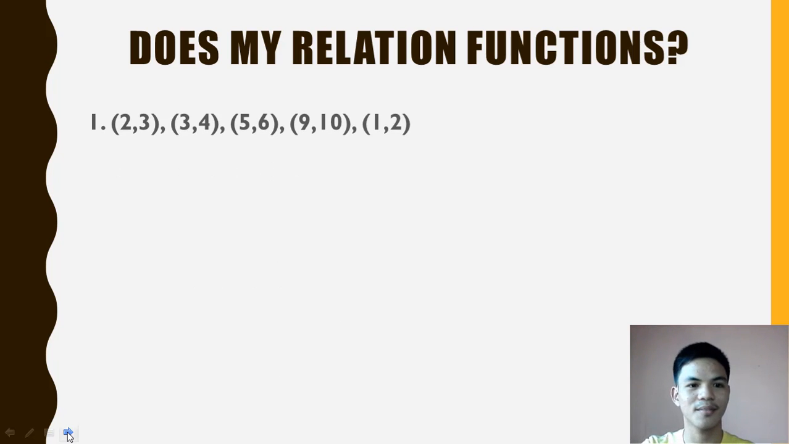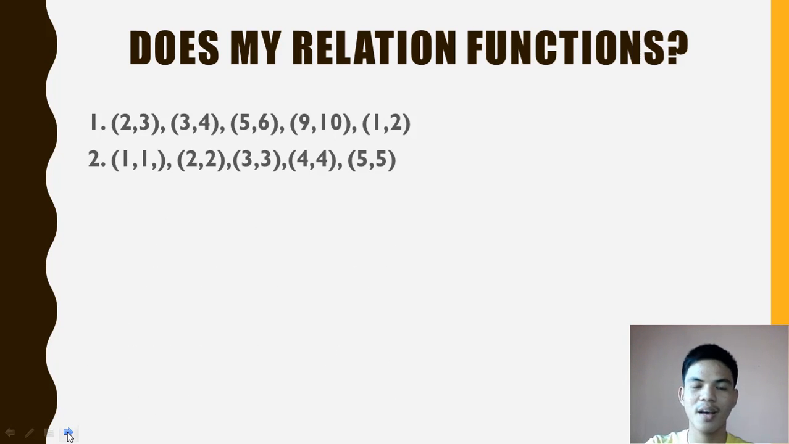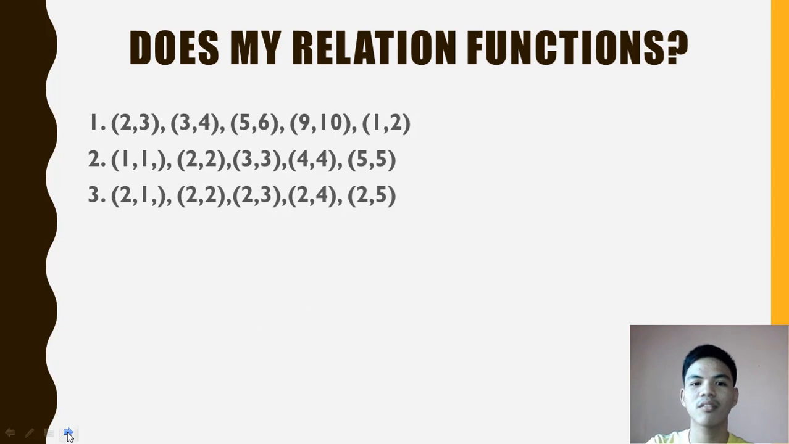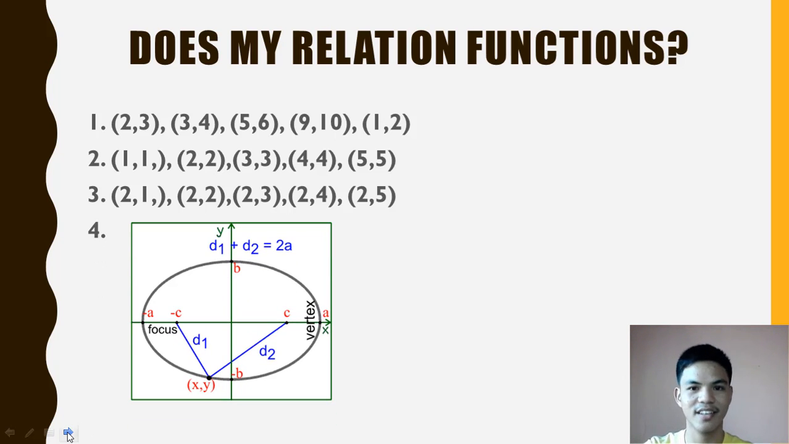So for the first given, we have the ordered pairs (2, 3), (3, 4), (5, 6), (9, 10), and (1, 2). Second given, we have the ordered pairs (1, 1), (2, 2), (3, 3), (4, 4), and (5, 5). For the third given, we have the ordered pairs (2, 1), (2, 2), (2, 3), (2, 4), and (2, 5). And for the last given, we have this graph.